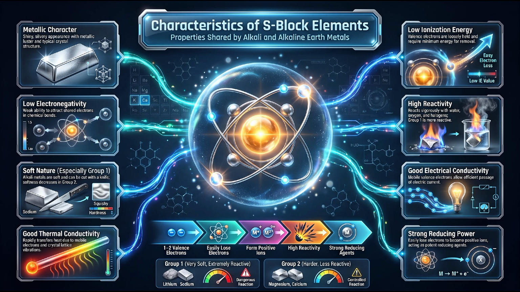For example, sodium reacts violently with cold water to produce sodium hydroxide and hydrogen gas, while magnesium reacts much more slowly with cold water and more readily with hot water or steam. As we move downward in both groups, reactivity generally increases because the outermost electrons become farther from the nucleus and are removed more easily. S-block elements also have low electronegativity.